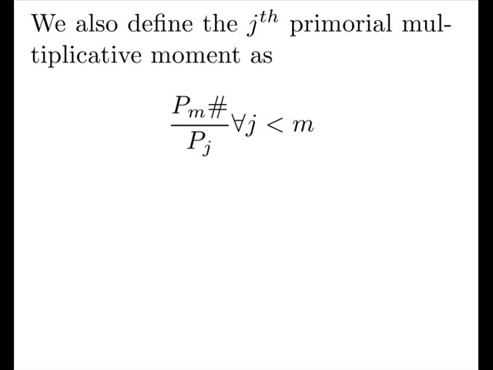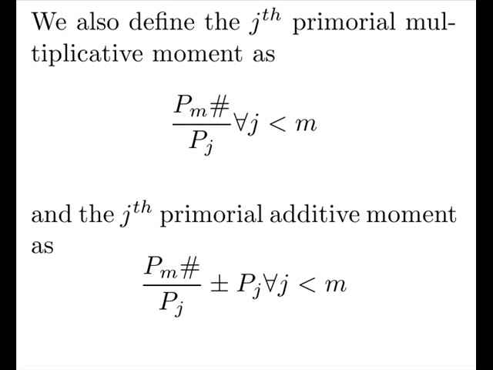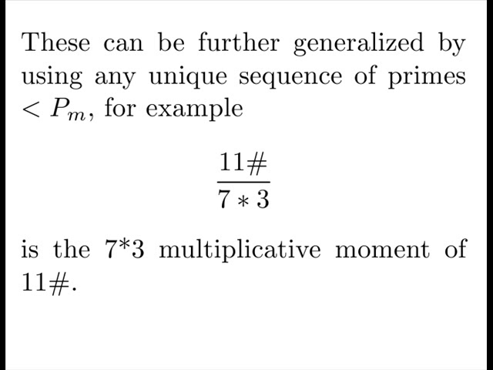We also define the jth primorial multiplicative moment as our primorial divided by some prime less than our index, for obvious reasons. And the jth primorial additive moment as plus or minus our particular prime. These can be further generalized by using any unique sequence of primes less than our current. For example, 11 primorial divided by 7 by 3 is the 7 by 3 primorial multiplicative minor moment.